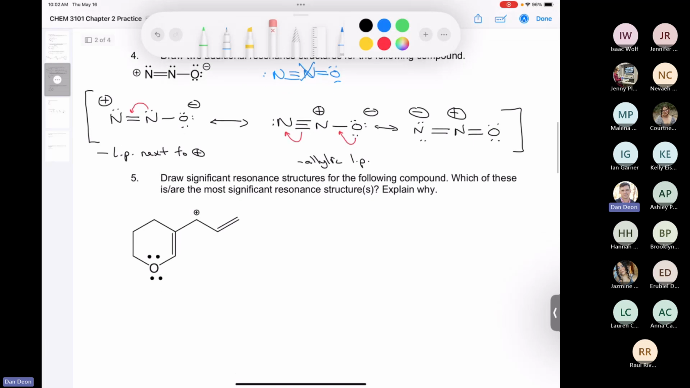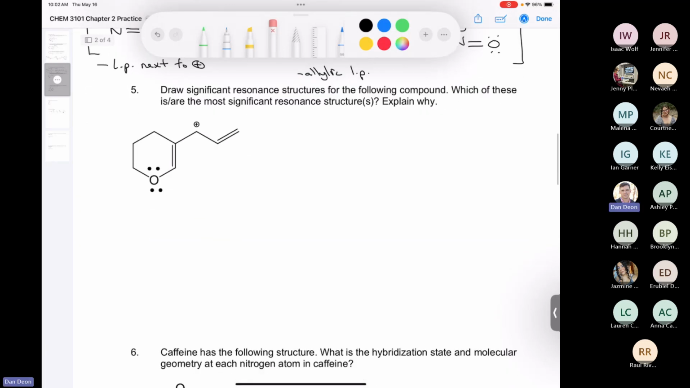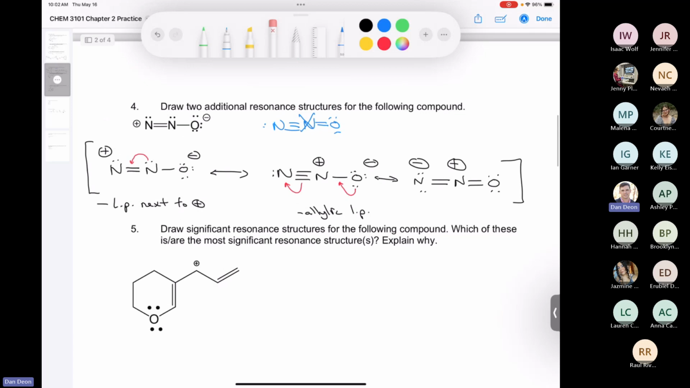So we drew some resonance forms there. The next one, draw significant resonance structures for the following compound. Which of these are most significant? So we didn't answer that with this one. But if we take a look at number 1, I'll use my green pen. I'll call this number 1, number 2, and number 3. Out of those three resonance forms, can anybody tell me which one is going to contribute the most to the resonance hybrid? It's not an easy question, but it does follow the rules we went over.